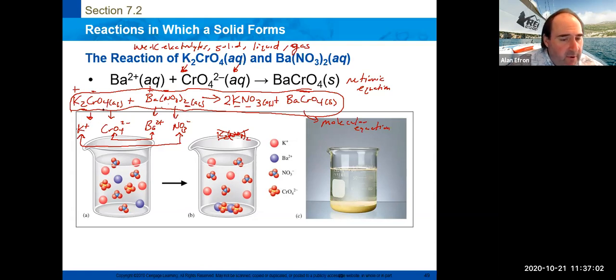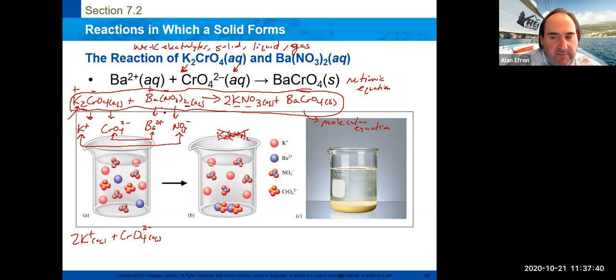So potassium chromate is a strong electrolyte. Almost all ionic compounds are strong electrolytes. And that means when we break this apart, we actually have, okay, so we have 2 of the potassium ions and 1 chromate ion. And this is really what we have going on in solution from our first guy.